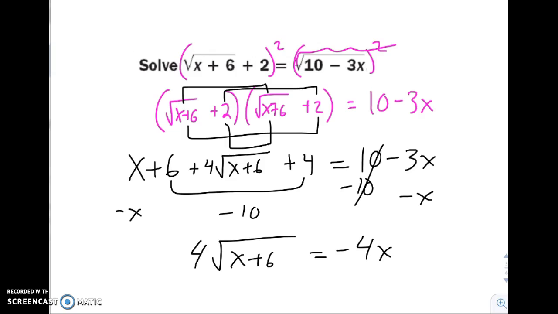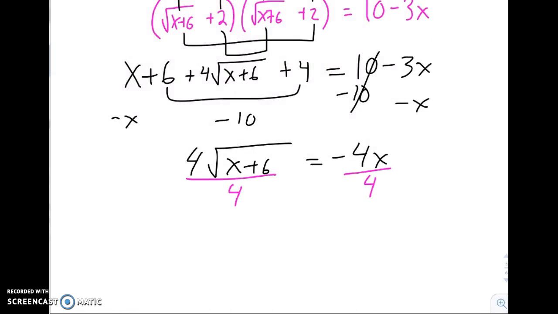Now you have an option here to cancel the 4's. If you choose not to divide by 4, when you square, remember, the square needs to go here and to here. Likewise on this side, the negative 4 needs to be squared. Because we have a 4 on both sides, I am going to divide both sides by 4. And I would recommend isolating as far as you can so you avoid that problem. So this leaves us with a square root of x plus 6 on this side and just a negative x on that side.